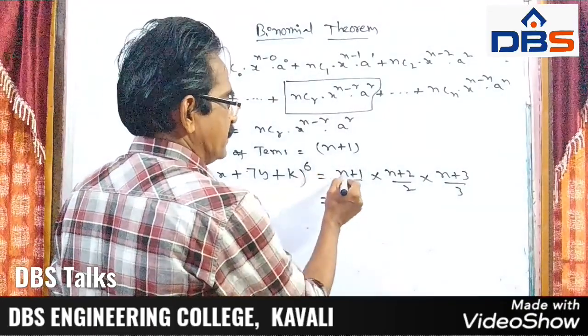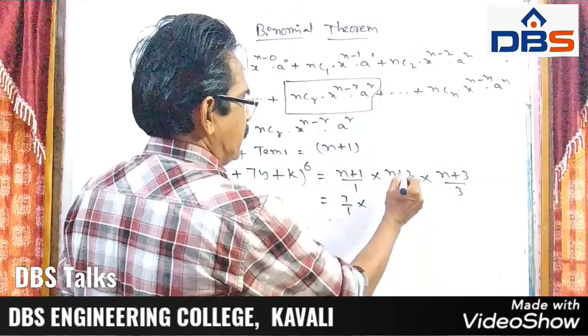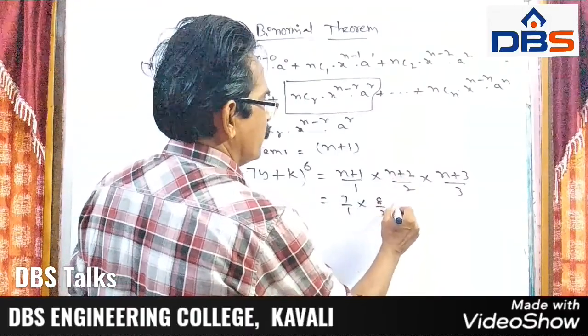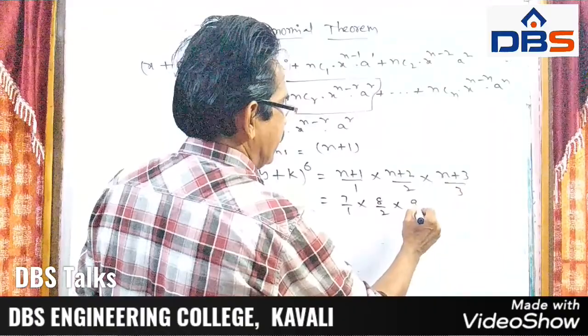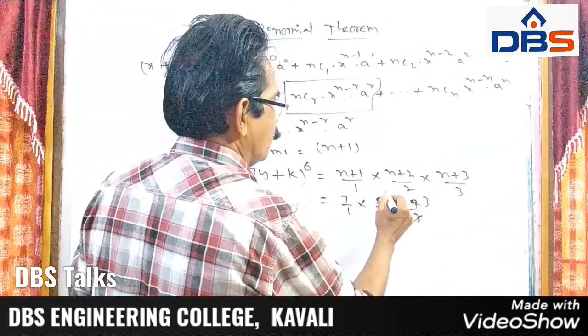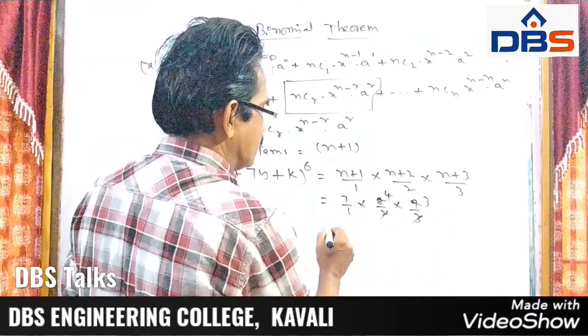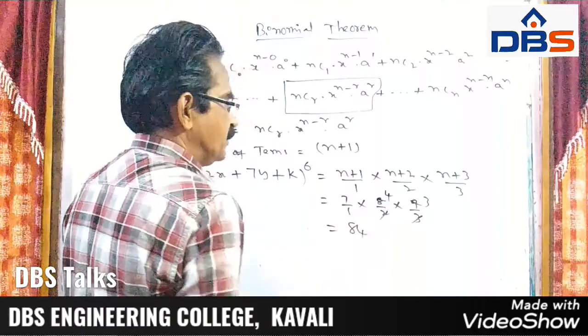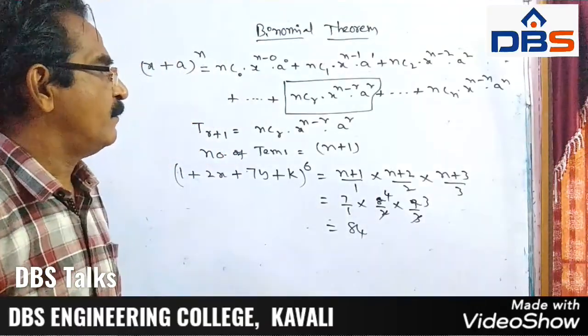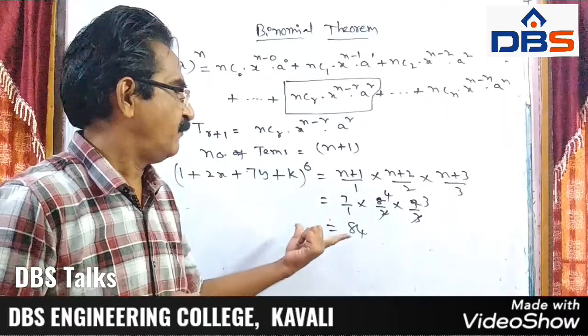Where n is equal to 6. 6 plus 1, 7 by 1, into 6 plus 2, 8 by 2, into 6 plus 3, 9 by 3. 3 3s, 2 4s, 3 4s 12, 12 7s are 84. So the number of terms in this expansion are 84 terms.